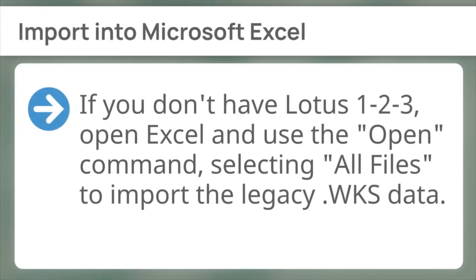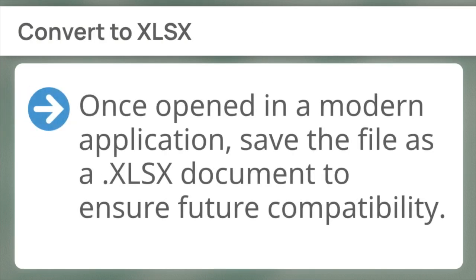If you don't have Lotus 123, open Excel and use the Open command, selecting all files to import the legacy WKS data. Finally, convert to XLSX. Once opened in a modern application, save the file as a XLSX document to ensure future compatibility.